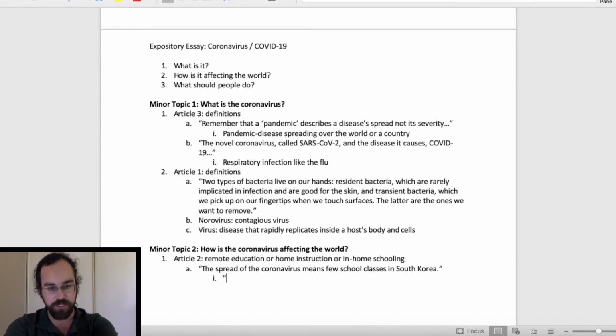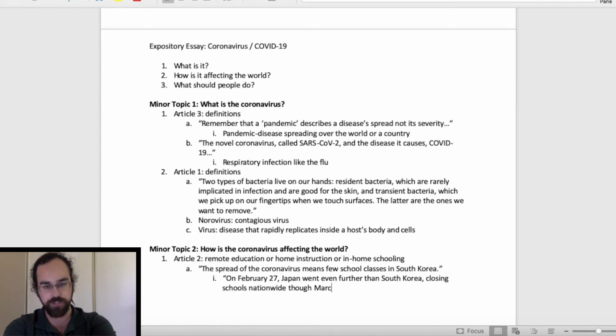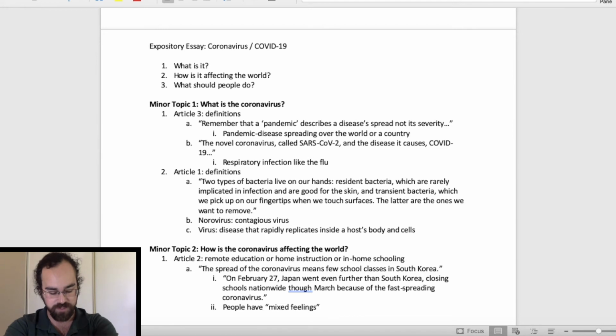Adding on to this information, from the same article, I found on February 27th, Japan went even further than South Korea, closing schools nationwide through March because of the fast spreading coronavirus. Also in this article, people have mixed feelings, which is all I'm going to quote from the text, about the decision to close schools.